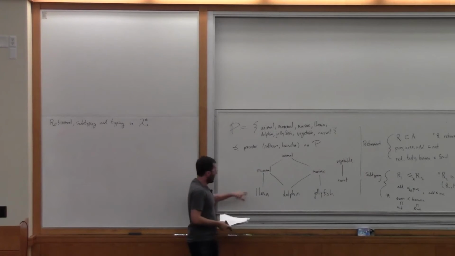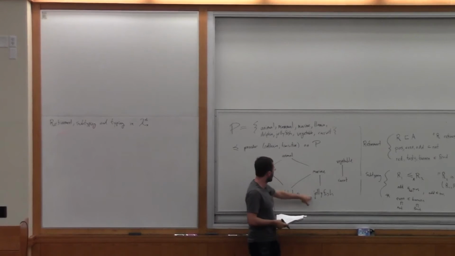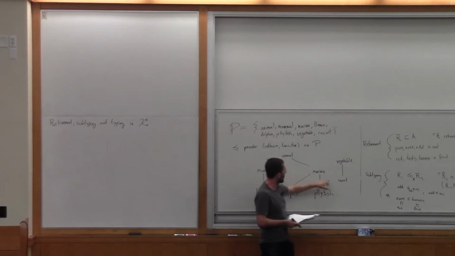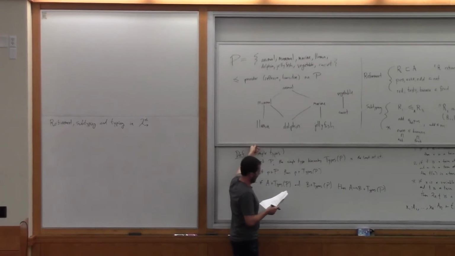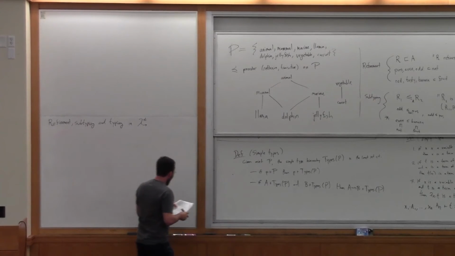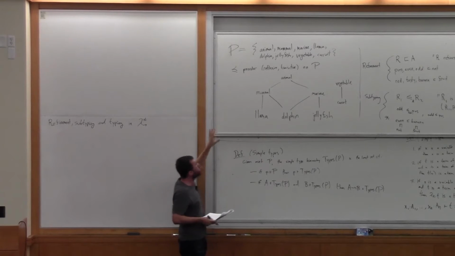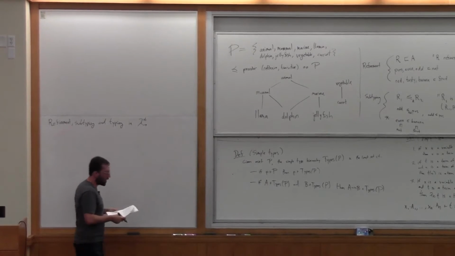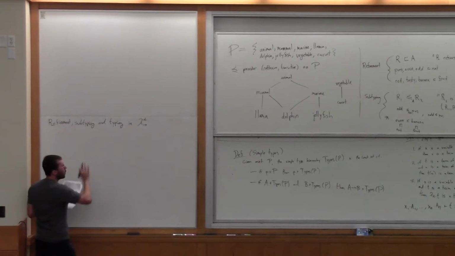Every llama is a mammal. A dolphin is a mammal. It's also a marine animal. A jellyfish is a marine animal. Mammals and marine animals are animals. Carrots are vegetables. Okay, so this is an example. And we're going to assume we have something like this. So we have a set P of atoms, and we have a preorder on P. And now I'm going to define this type system with respect to that.